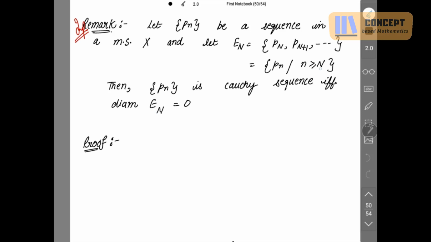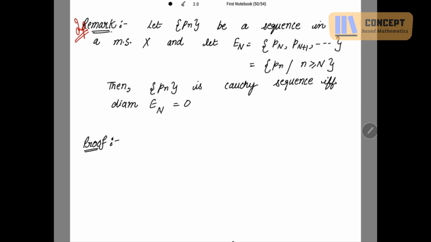See, this capital N is your integer, which depends upon the value of epsilon. The small n is the subscript of the terms of the sequence, and capital N is a positive integer which depends upon the value of epsilon, for which the distance between the terms of the sequence is strictly less than epsilon. Now what is given?